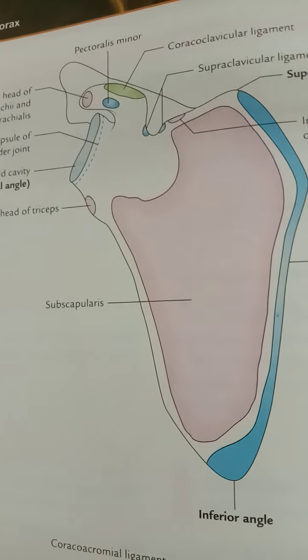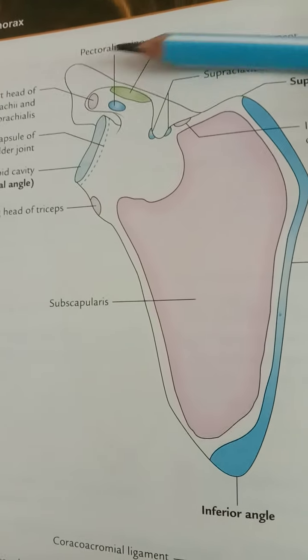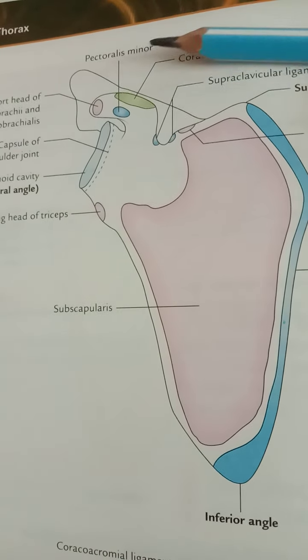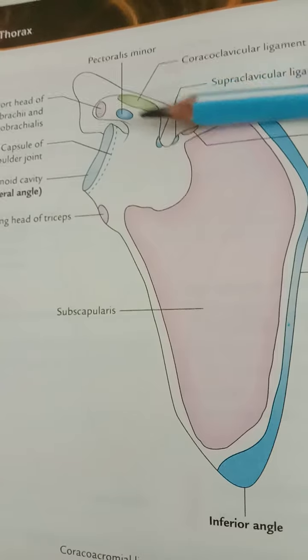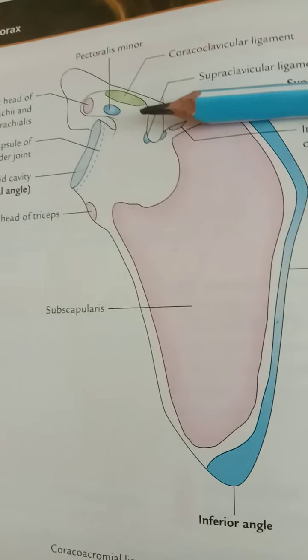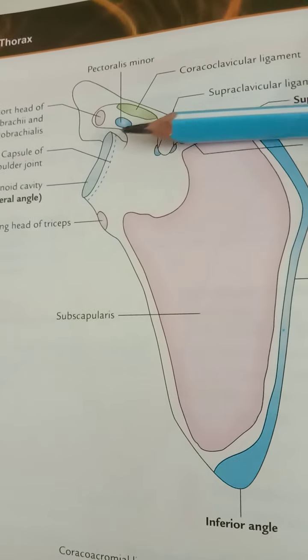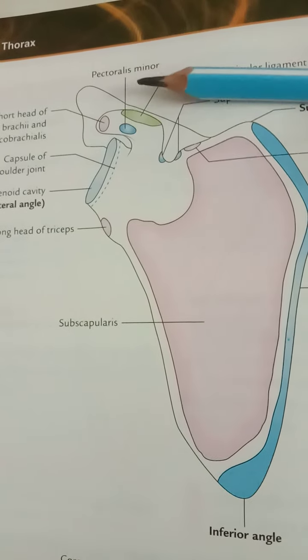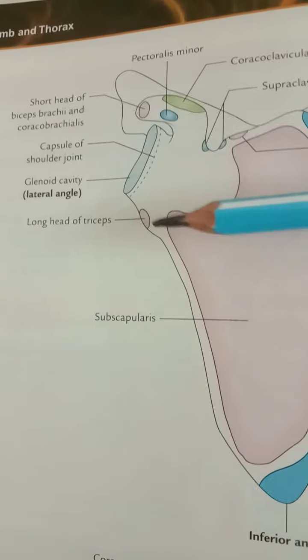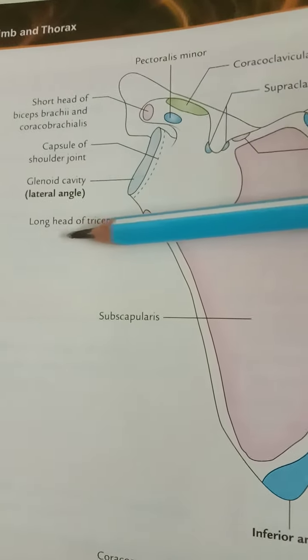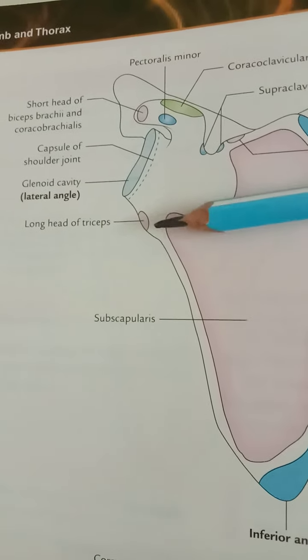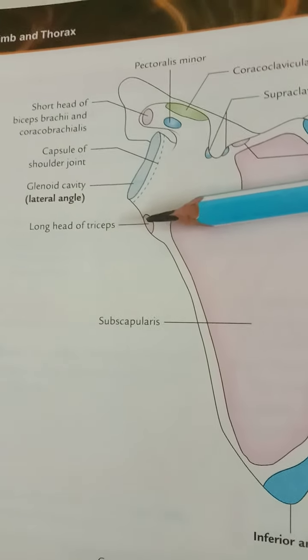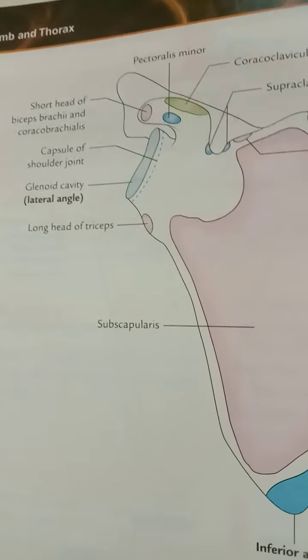Then the pectoralis major, so this one, sorry, the pectoralis minor, is inserted on the medial border of the superior surface of the coracoid process, so this one. Then the long head of the triceps arises from the infraglenoid tubercle, so this one.